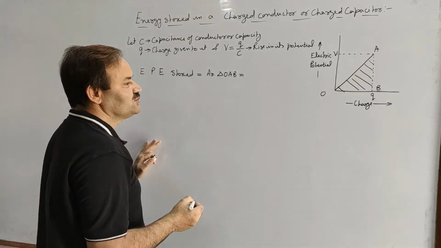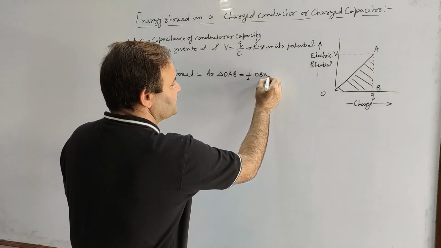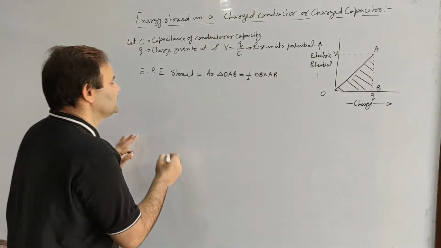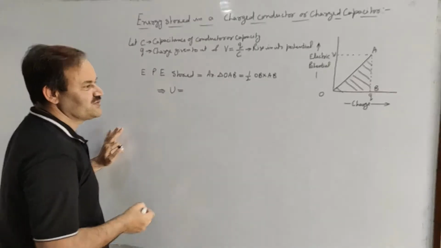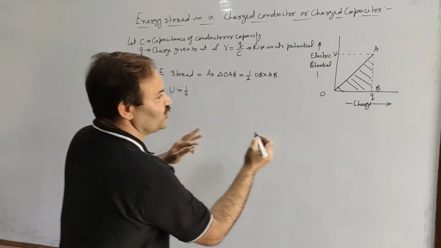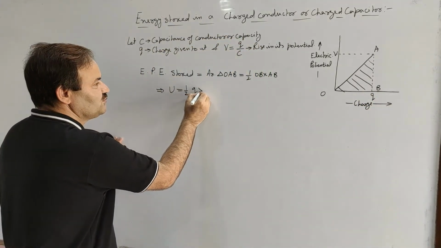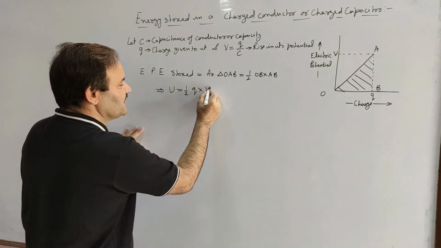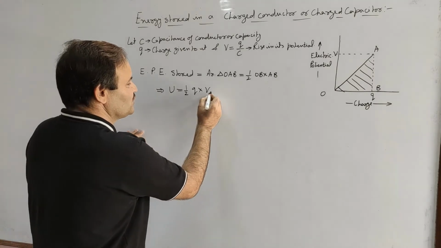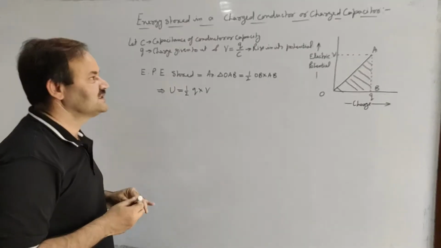This is equal to half, base is OB and height is AB. This implies electric potential energy U is equal to half, OB is charge Q, multiplied by AB, which is electric potential V. So electric potential energy stored is half QV.